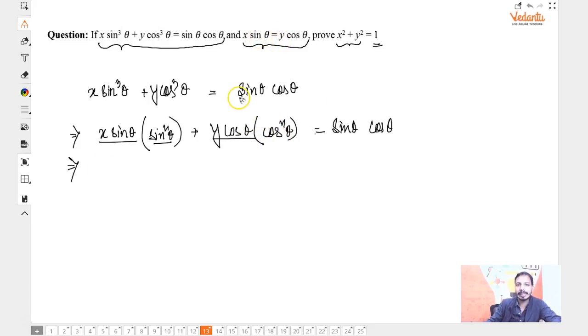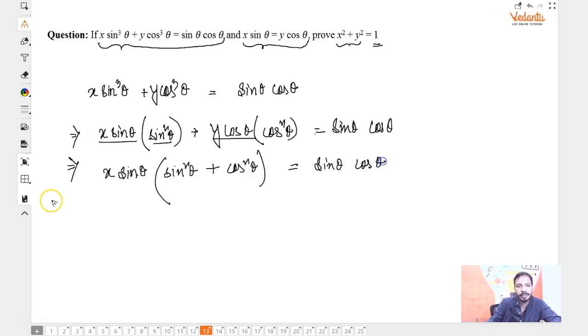So from the second condition, let me write this y cos theta as x sine theta. So let me take this common. So I take x sine theta common. So from here I am left with sine square theta, and this y cos theta is nothing but x sine theta. So from here if I take this common, I get cos square theta, which is nothing but 1. So this is equal to sine theta cos theta. So that means x sine theta is equal to this, and this sine theta and this sine theta will get cancelled. So ultimately what I will have is x is equal to cos theta.